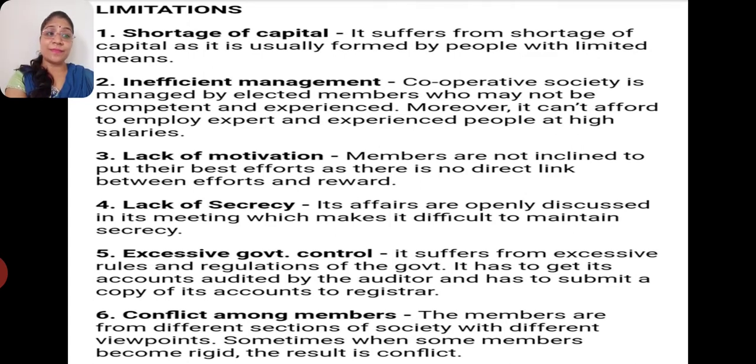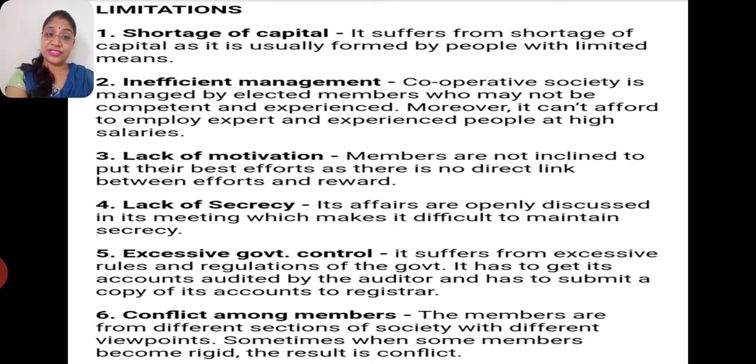Lack of motivation. Members are not inclined to put in their best efforts, because there is no direct link between effort and reward. The person who is elected takes all the decisions, and whatever the reward is, it is divided among them. So the relationship between effort and reward is missing in a cooperative society. And lack of secrecy, because there is an open discussion: all the members sit together, discuss and take a decision. So it's difficult to maintain secrecy, as compared to a sole proprietor, which has maximum secrecy.